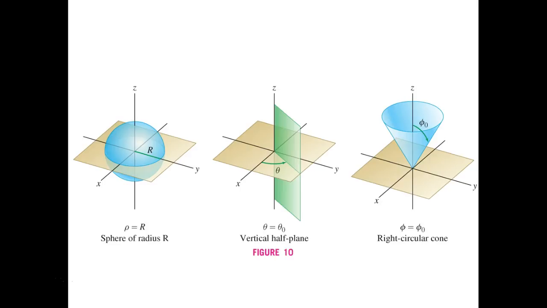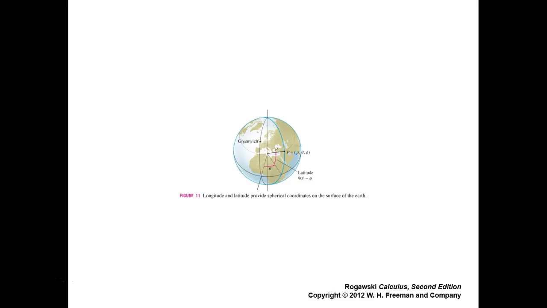And your right circular cone would be described by phi equal to phi naught. Pick some angle phi and let that go all the way around for any x, y, any r theta. You get a right circular cone. No, we hadn't seen those before. Now, that looks familiar, doesn't it?